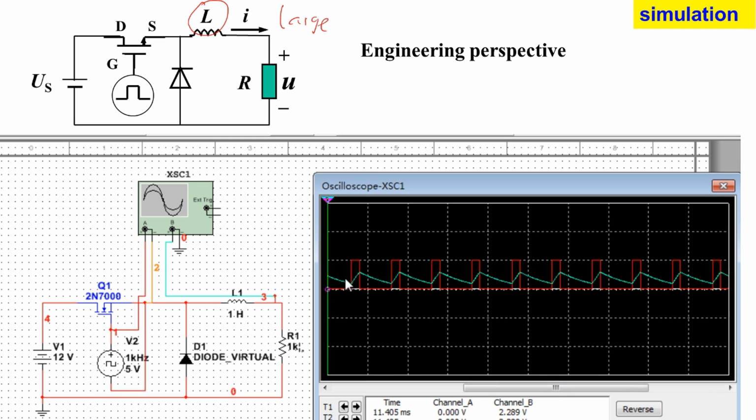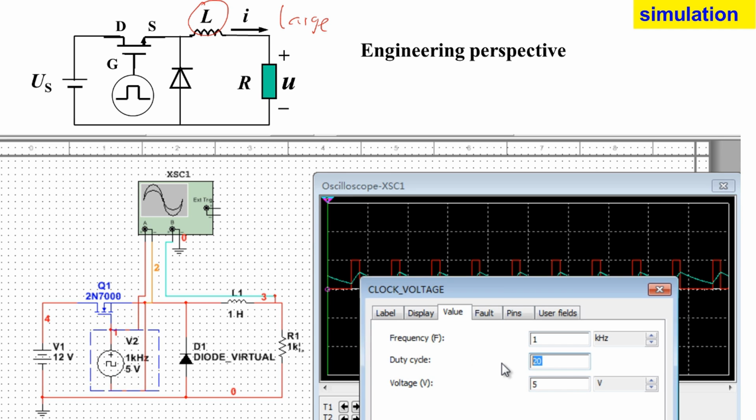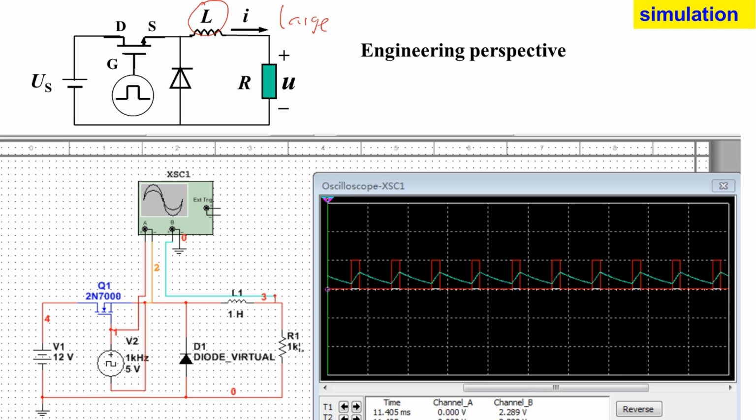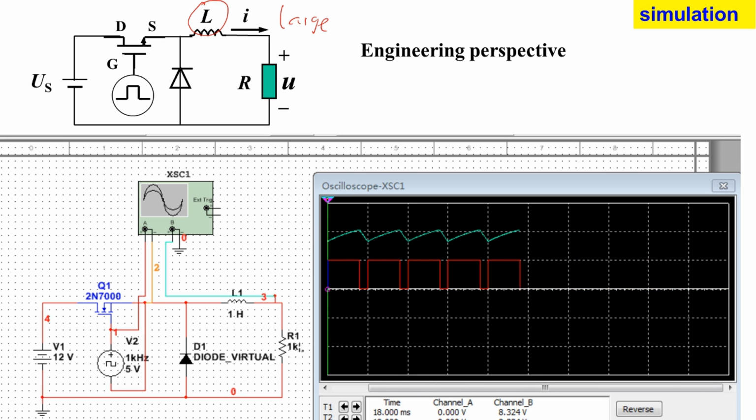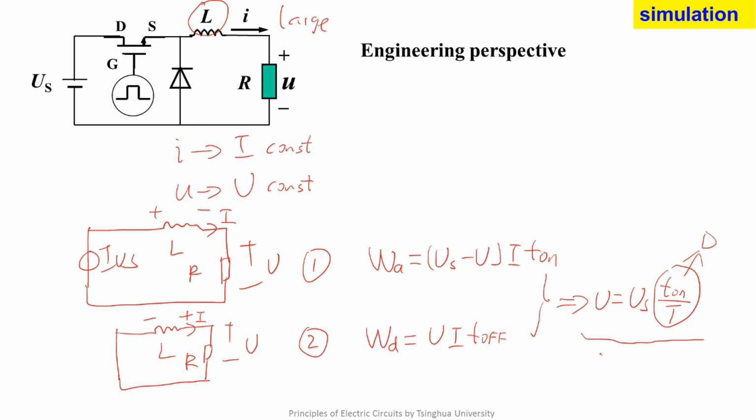The output voltage is lower in this condition. Similarly, we change the duty cycle to 80%. Run. The output voltage is close to 10 volts in this condition. So duty cycle is proportional to the average value of output voltage.